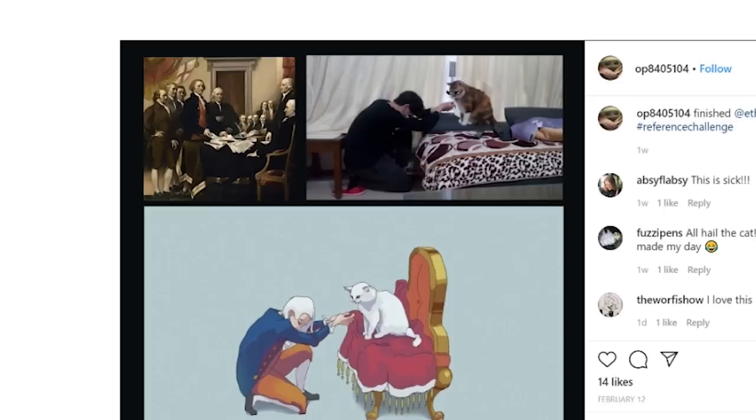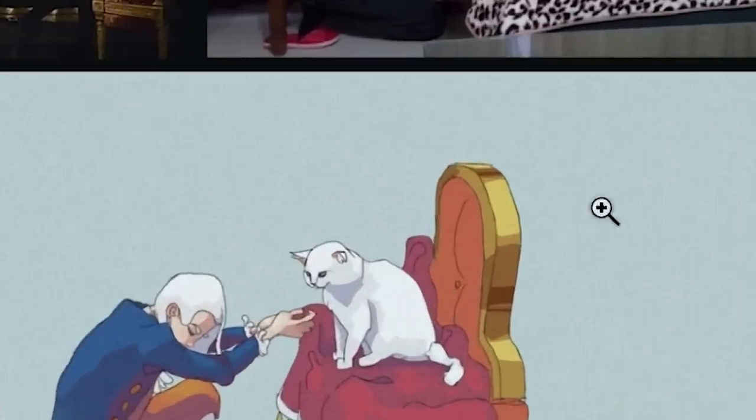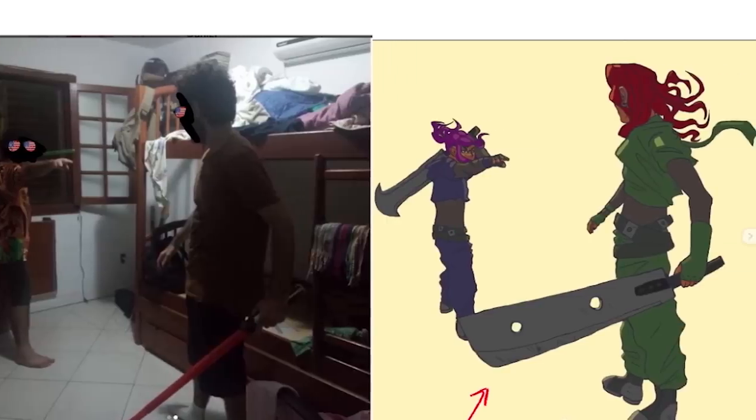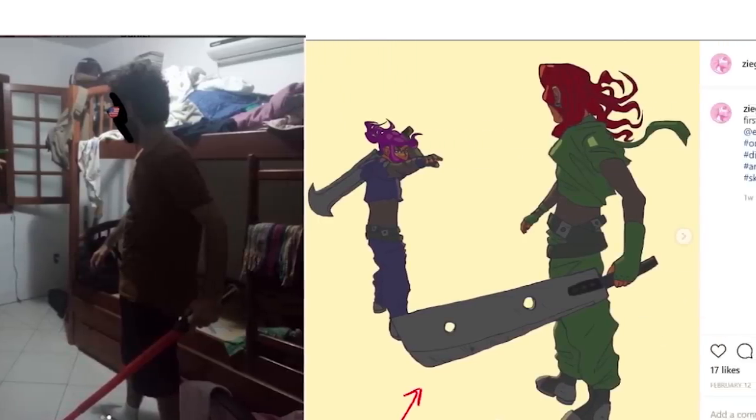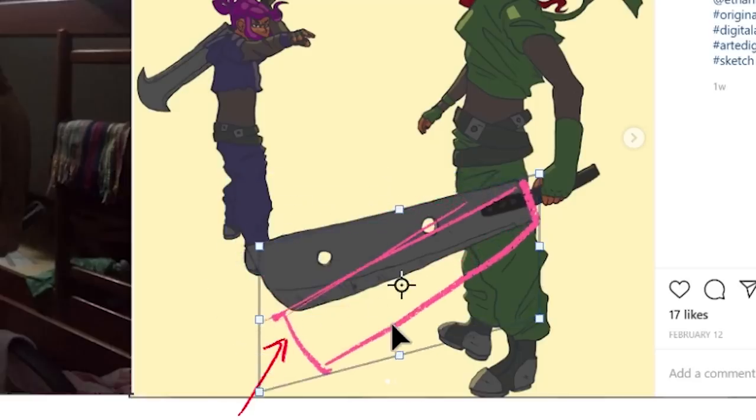All right, this one's in here because I just thought it was cute and I thought the execution was really done well. All right, this one's looking pretty cool. I like it. Just always watch out for the tangents though. Watch out for these tangents right here.